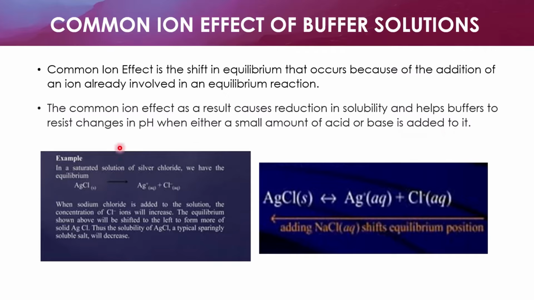For example, in a saturated solution of silver chloride at equilibrium, we will have the silver chloride dissociating to form silver ion and chloride ion in the aqueous solution. When a solution like sodium chloride is added to the silver chloride solution, the equilibrium will shift towards the left to form more of the solid silver chloride because of the common ion effect of the chloride ion from the sodium chloride solution, and this causes a decrease in the solubility of the silver chloride.